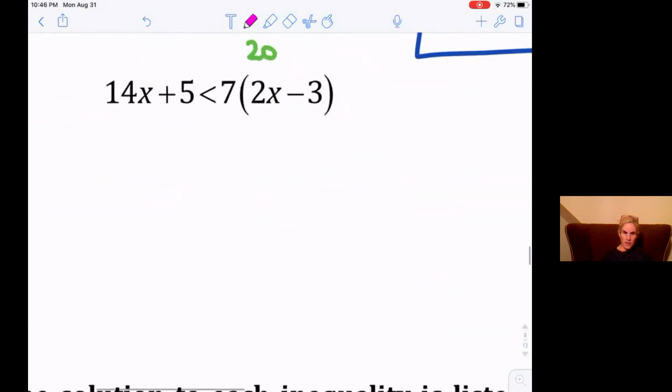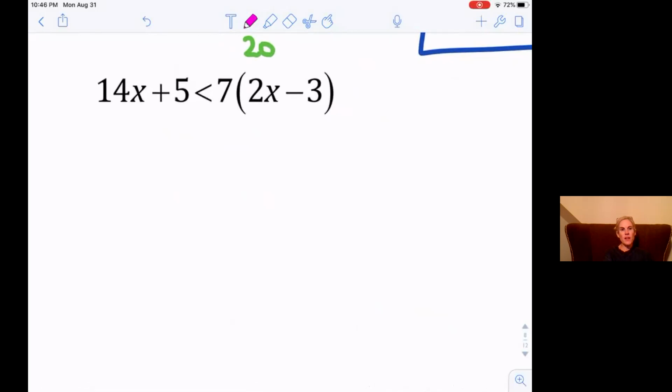Okay, with C. C says 14x plus 5 is less than 7 times the quantity 2x minus 3. All right, so for this one, I want to start by distributing to get rid of those parentheses. So when we do that, we're going to get 14x plus 5 is less than 14x and then minus 21. Now that I distributed, look for any like terms on the left side of the inequality, and on the right side. We don't have any of those.